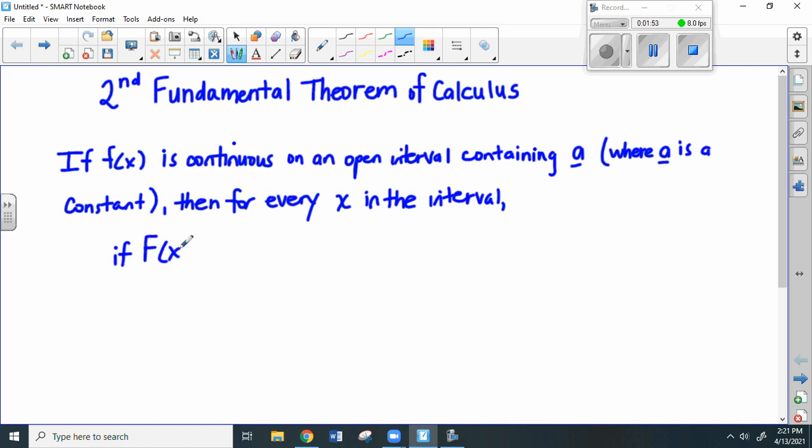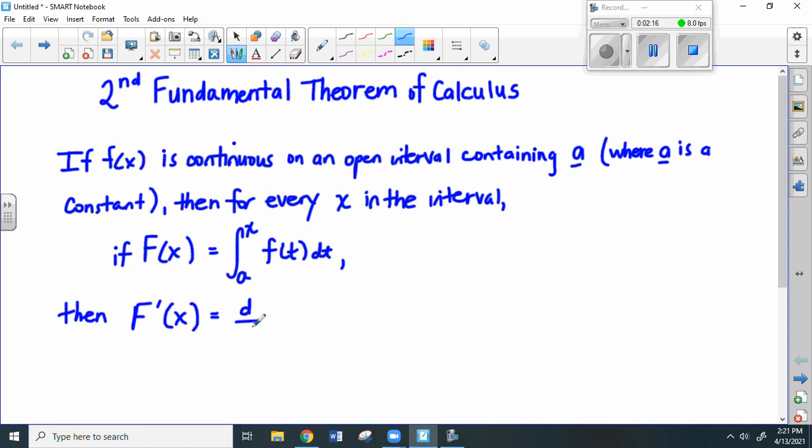if capital F of x is equal to the integral from the constant A to x of f of t dt, then the derivative of capital F of x, which means you're taking the derivative of that integral, is equal to f of x. That is what it says, right?